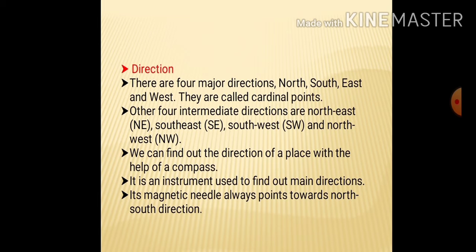We can find out the directions of a place with the help of a compass. It is an instrument used to find out the main directions. When we use a compass, we get the north and south directions because its magnetic needle always points towards north-south, so we can easily identify the remaining directions.